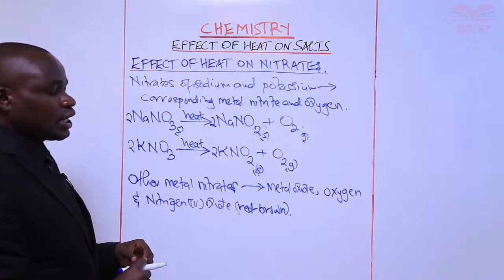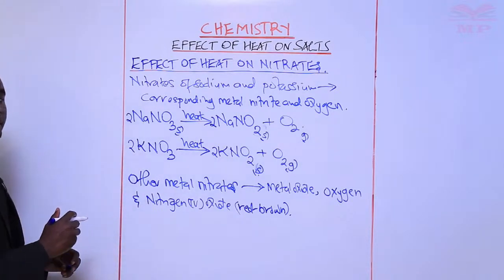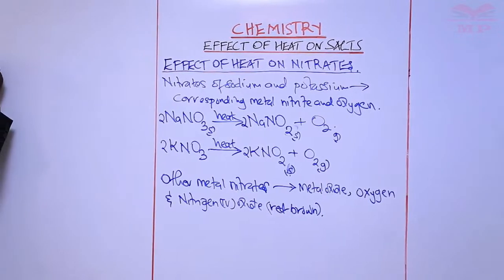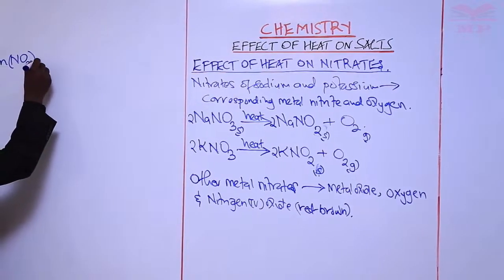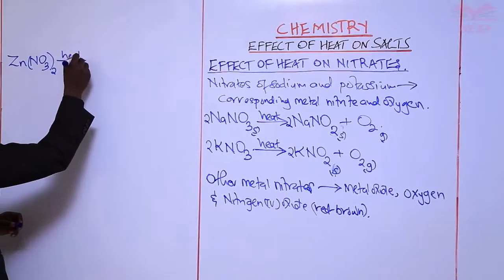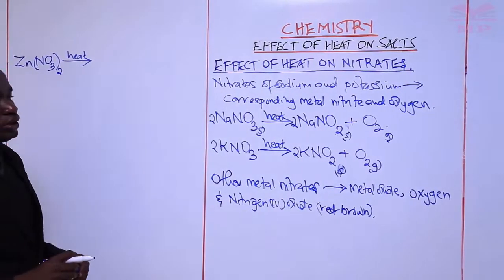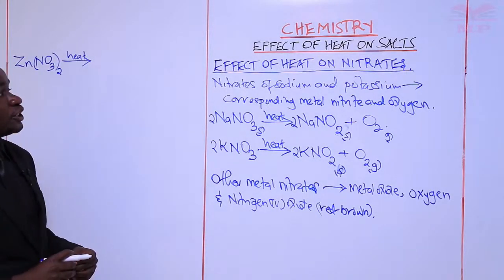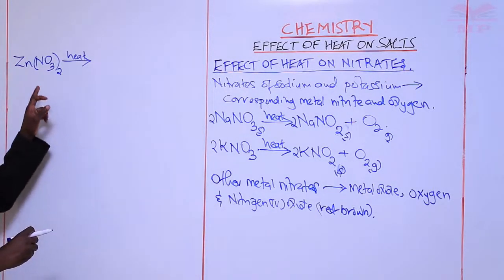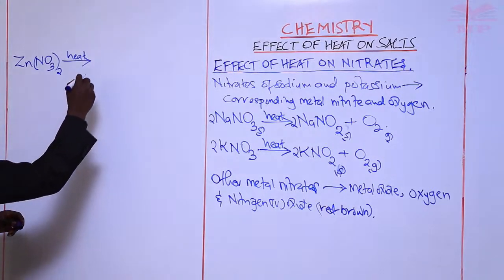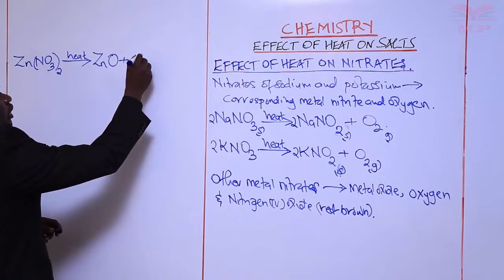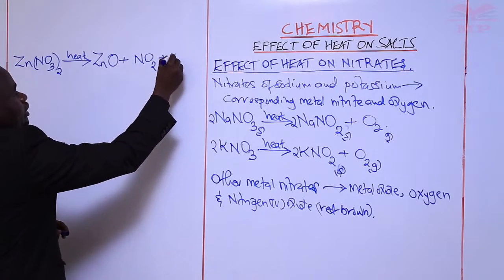Let us illustrate that by using the following equations. We start with zinc nitrate. On heating, from that general point, we expect to form the corresponding metal oxide, and the oxide that corresponds to zinc is zinc oxide. So we shall get zinc oxide. The other products are nitrogen oxide gas plus oxygen.